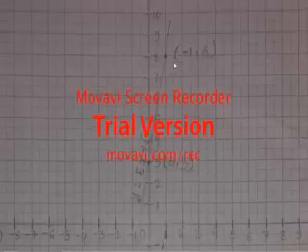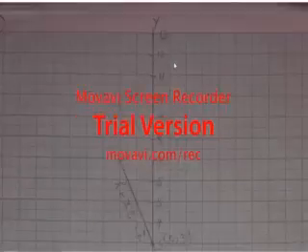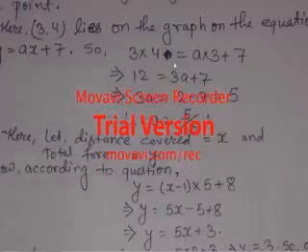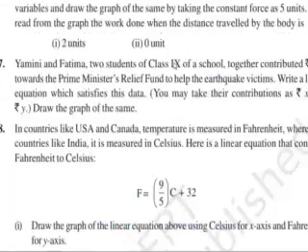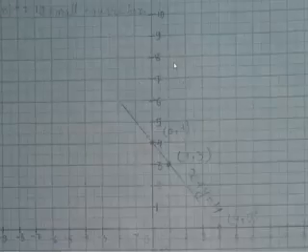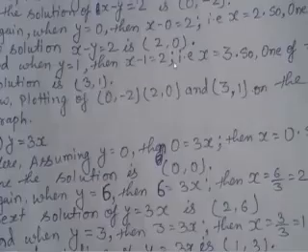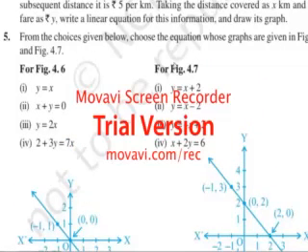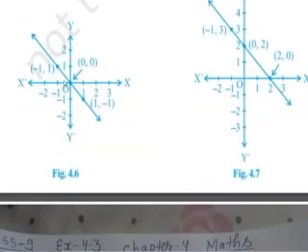So now we will move to our question number 5. Here is question number 5. It has been said: from the choices given below, choose the equation whose graph is given in figure 4.6. It is just like example number 8. So let's see figure 4.6 over here: 0 comma 0, minus 1 comma 1 and 1 comma minus 1.